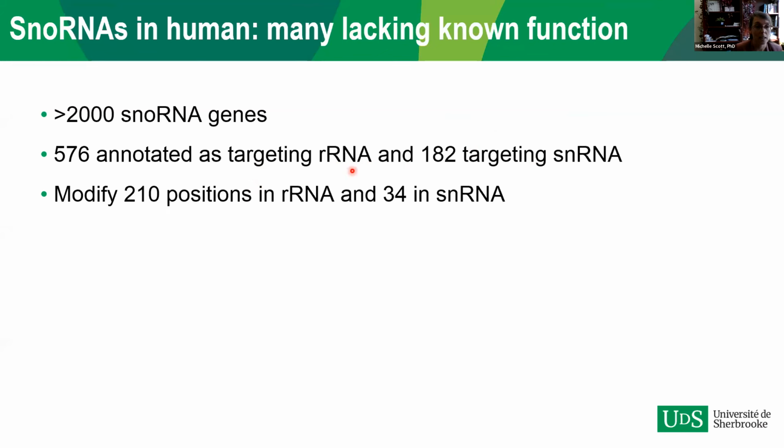I can add that together, these snoRNAs are responsible for the modification of 210 positions in ribosomal RNA and 34 in snRNA. And given that one snoRNA can modify more than one or two positions in these substrates, we can conclude that there's redundancy in the system, so several snoRNAs can modify the same position in the substrates.